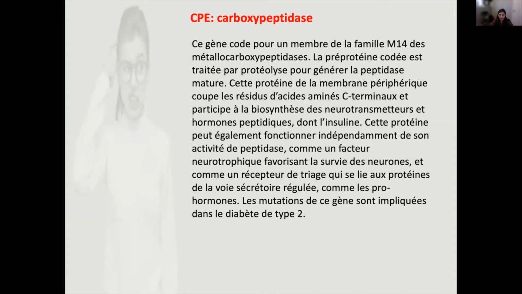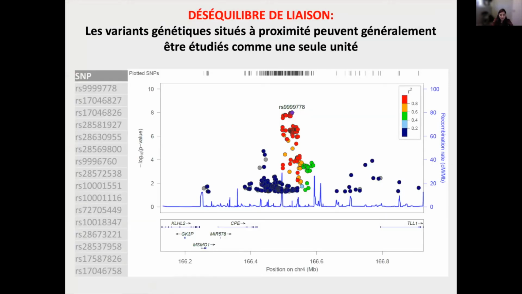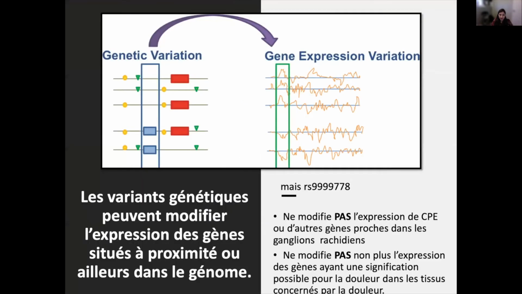However, this gene encodes a member of the M14 family of metallocarboxypeptidases, which are precursors of proteins that have roles in neurotrophic factors, promoting neural survival, or shaping neurotransmitters. But if you look at the genetic variants close to this location, which are usually studied together as they have effects on each other, these variants do not modify nearby expression in the dorsal root ganglia, or modify expression of any genes in any pain-relevant tissue.